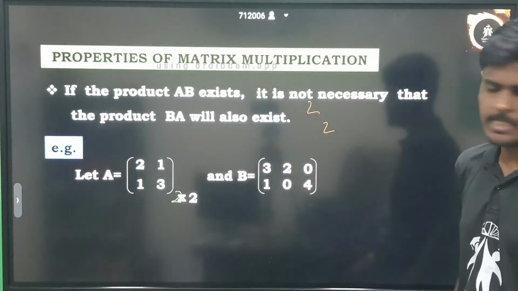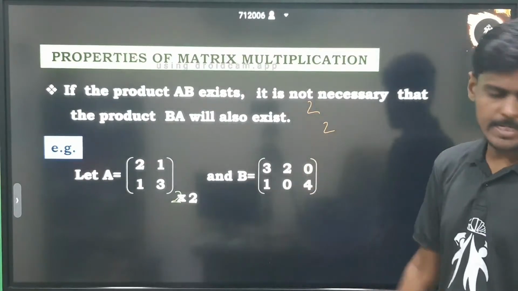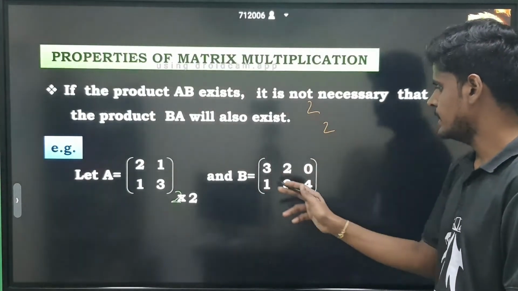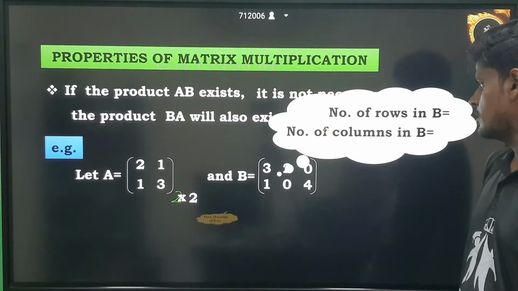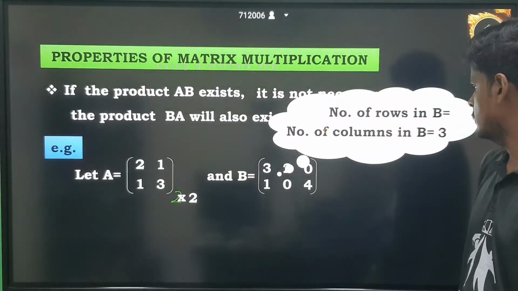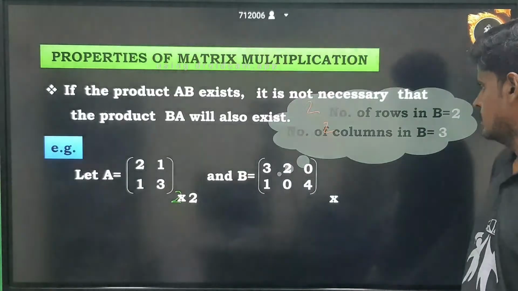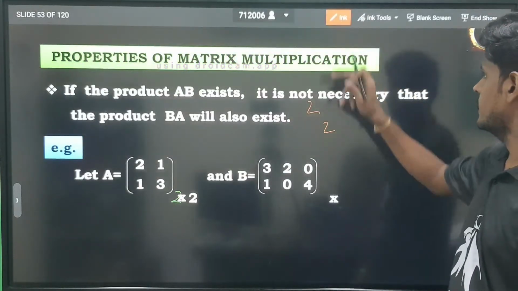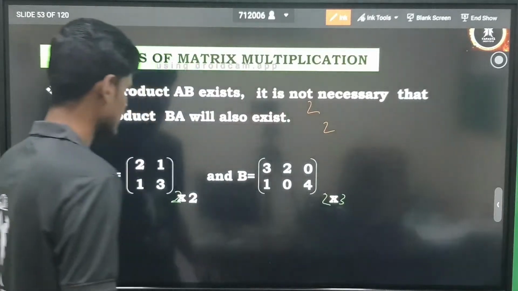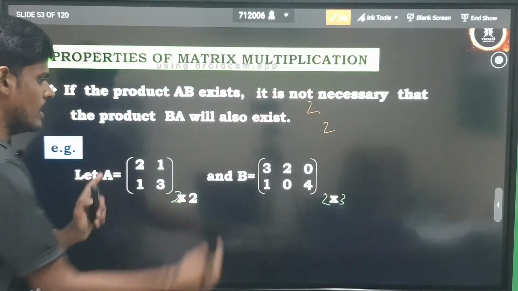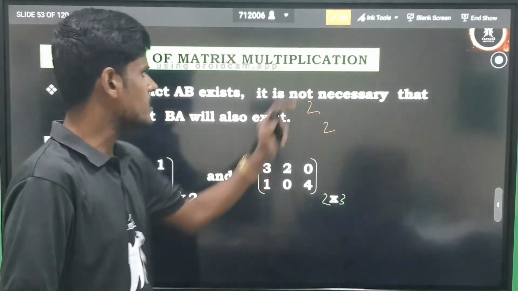Next one, B matrix. What is the order of B matrix? There are 2 rows and 3 columns. So the order is 2 by 3. It is not displaying here properly. Let me write 2 cross 3. This is 2 cross 2. Now what is AB matrix? See if it is possible or not.